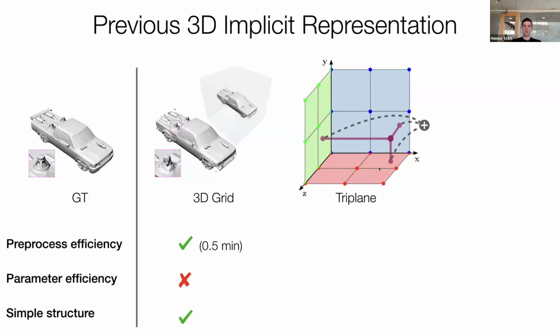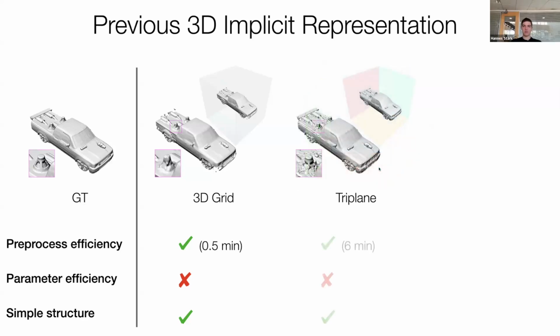Yeah. So again, given the same parameter budget, this is how this SDF of the car will look. You see it's a bit more noisy because it has a little bit more degradation that needs to be further regularized. But in terms of pre-process, you can think of it as still efficient and can be done in 6 minutes.